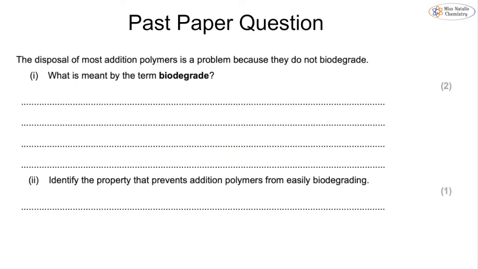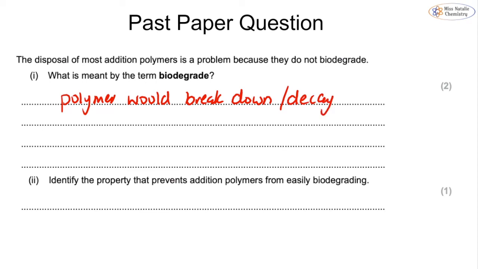And then the second past paper question is looking at the disposal. So the disposal for many addition polymers is a problem because they do not biodegrade. For part one, what does that mean? Well, it means that the polymer would break down, or you could say decay or decomposes. And why or how is by bacteria or microorganisms. Okay, so biodegrade means that we're getting a breakdown using bacteria or microorganisms in the environment.